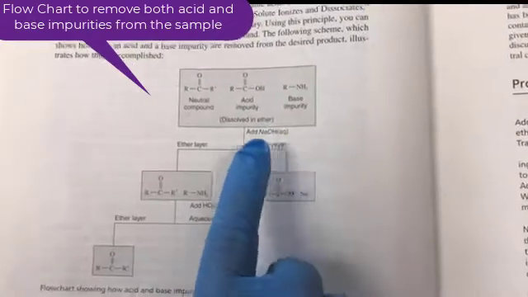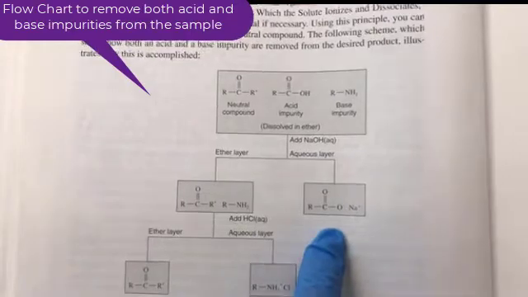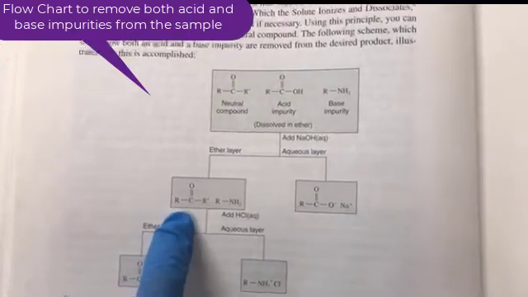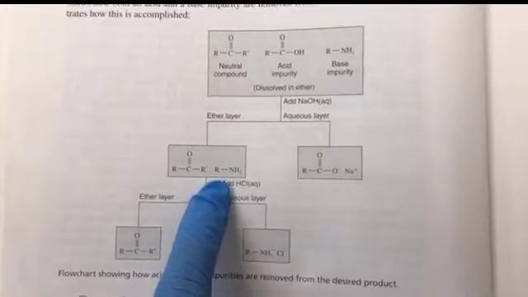So the procedure is the same. You're going to add the ether, and then once you add NaOH, it will remove the acid impurity, right? So the ether layer will then have your neutral compound and the base. But then the base is still an impurity. You need to remove it.